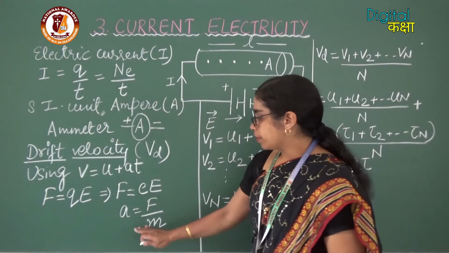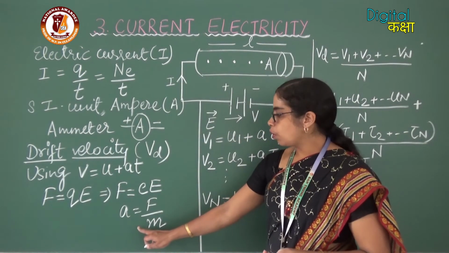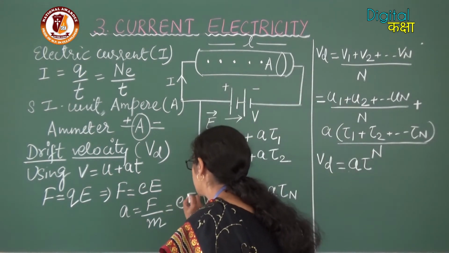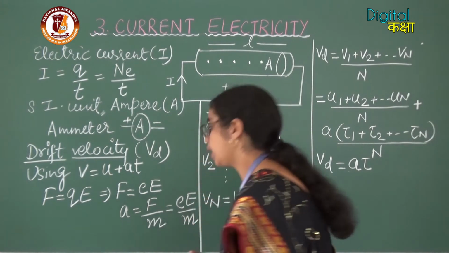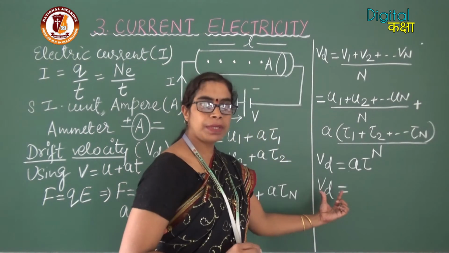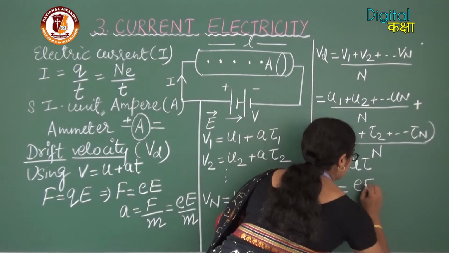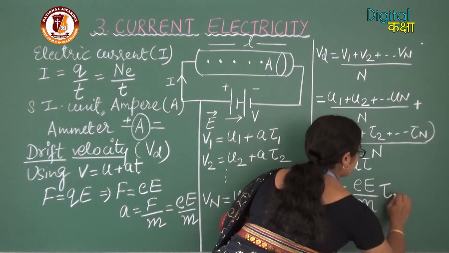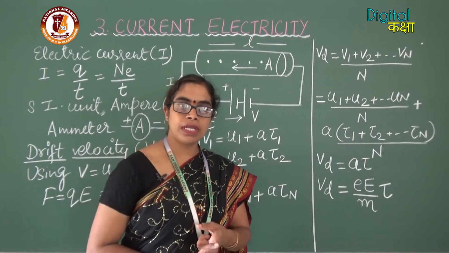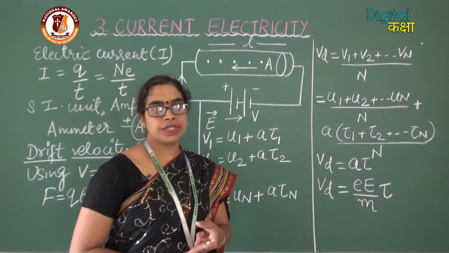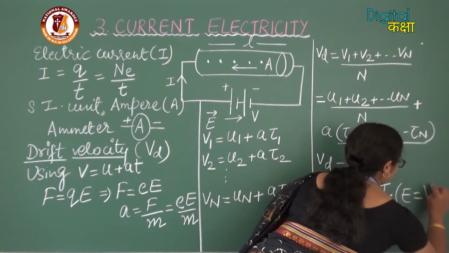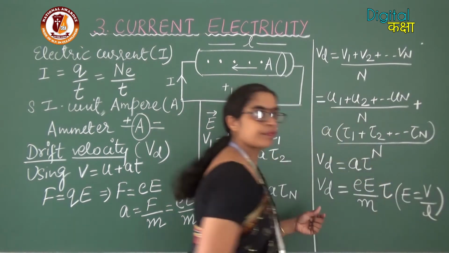Now, from here we are knowing that the value of a is equal to F upon m, which can also be written as eE upon m. So, this value of Vd can be written as eE upon m into tau. We also know the relationship between the electric field and the potential difference which is applied. That is, E is equal to V upon L.